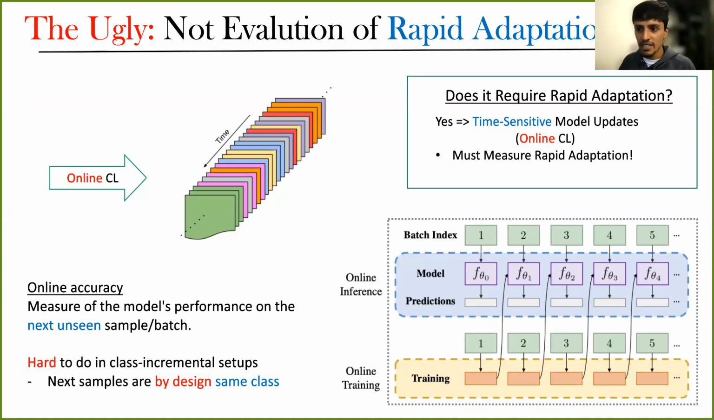Because how do we measure rapid adaptation? First, let's go to that. We measure rapid adaptation by measuring the accuracy on the next arriving samples. Okay, it's hard to do this for the online CIFAR datasets, etc., because of the class incremental setup. The next samples by design are of the same class. So very simple algorithms will work on this, and you're not really measuring rapid adaptation in these scenarios. So what is the fix?